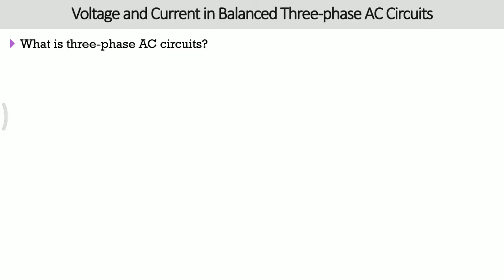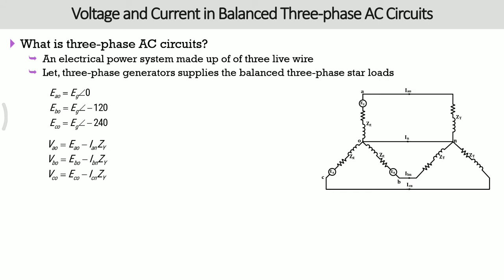So now, voltage and current in a balanced three phase AC circuit. What is a three phase AC circuit? An electrical power system made up of three live wires. Let the three phase generator supply a balanced three phase load. Here you can see in the figure, on one side we have a generator and on the other side we have a load. So what are the formulas for the EMF and the terminal voltages of this three phase AC circuit? EA0 is equal to EG at the angle of 0.